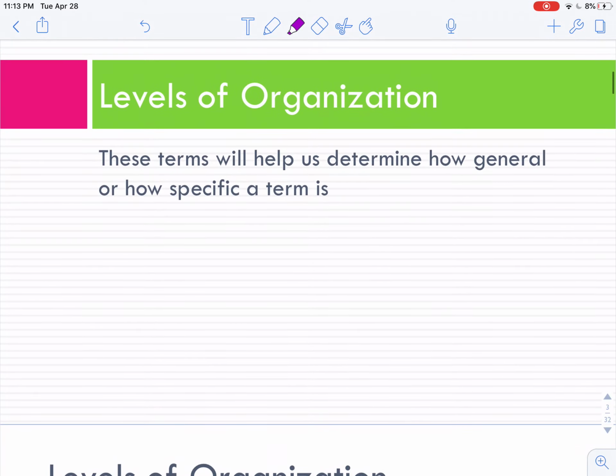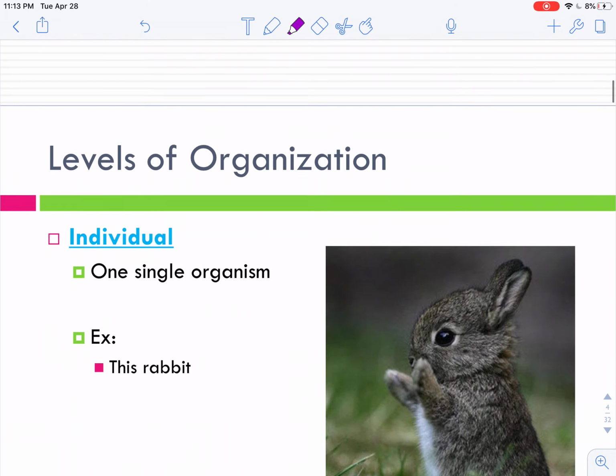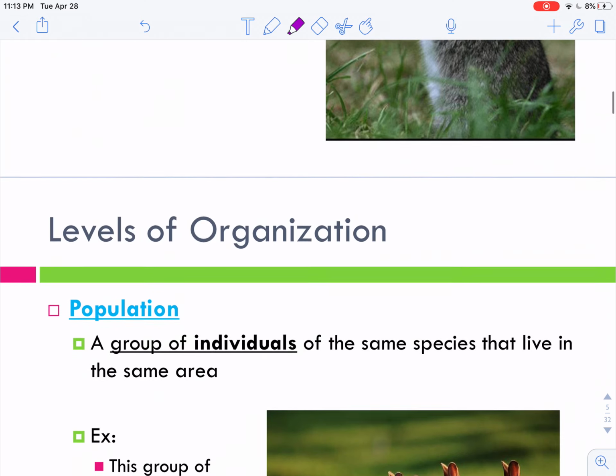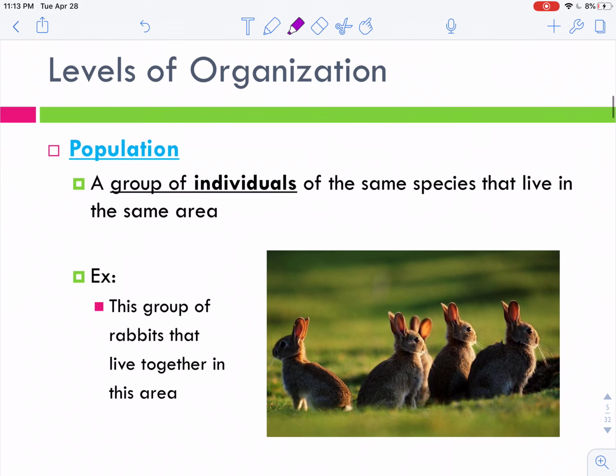The levels of organization will help us determine how specific or how general a term is. So we are going to start with the most specific one, and that is the individual. That means one single living thing, one single organism. Not all rabbits everywhere, but this rabbit right here, that is our example of one individual. If we get a bit more general and include a few more living things, then our next word, which is more inclusive or more general, is population. A population is a group of individuals. See how it's many individuals put together? So that's a little bit more general.